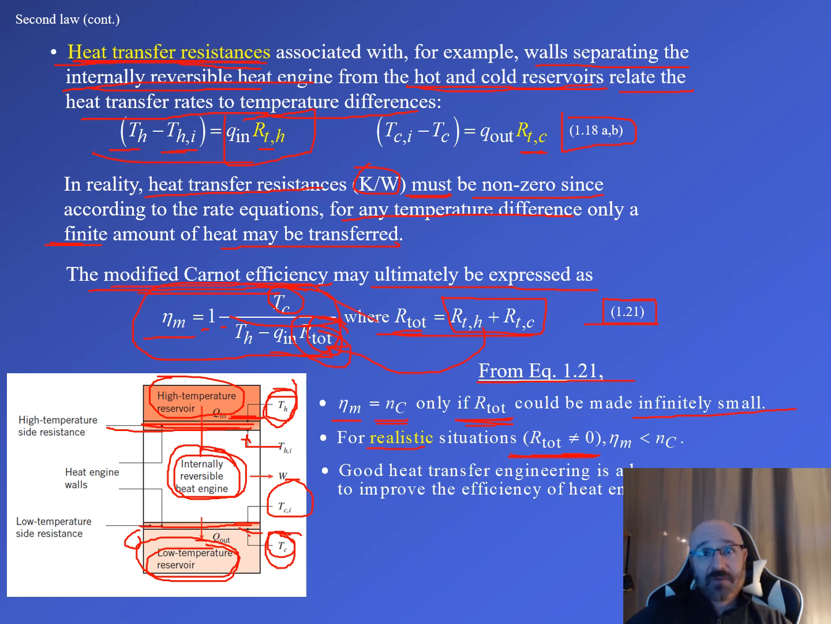So if it's not equal to 0, then this is going to be less than our Carnot efficiency. Now this is why good heat transfer engineering is going to improve the efficiency of heat engines, because this is a reality situation. How do we do that becomes the biggest question as we start designing some of these systems.